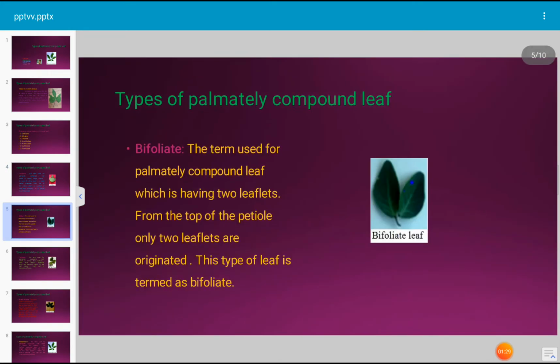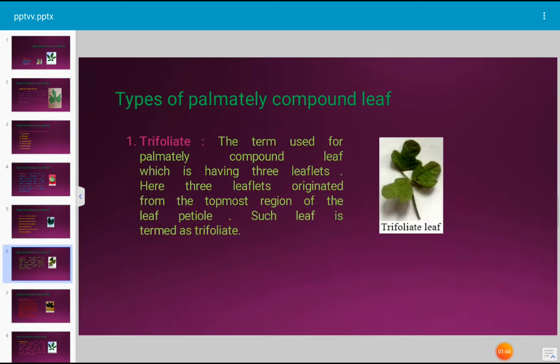Okay. Next, bifoliate leaf. The term used for palmately compound leaf which is having two leaflets. From the top of the petiole only two leaflets are originated. This type of leaf is described as bifoliate.